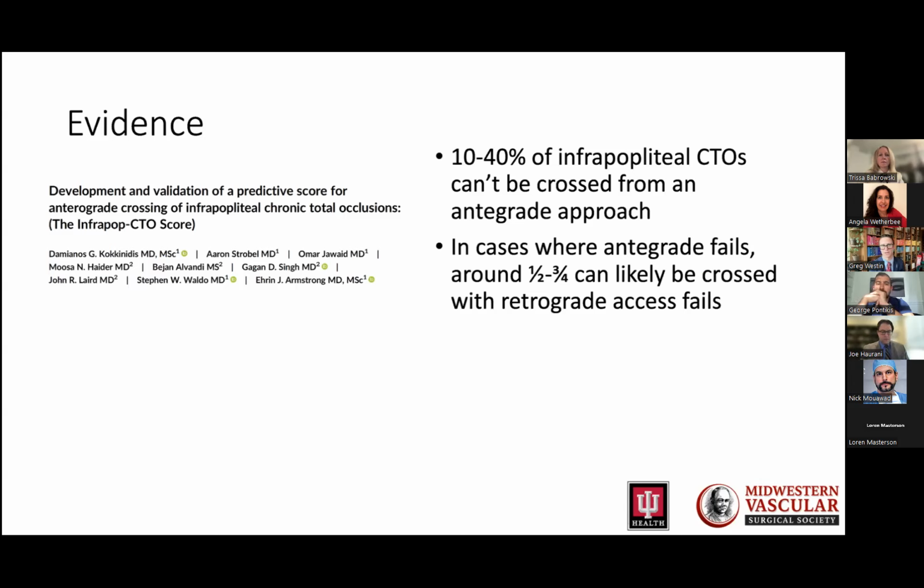And in the couple of studies that I've seen that try to figure out how often those can be treated with retrograde access, I've seen numbers in the range of 50 to 80%. Now, some of those are probably biased by operators reporting success, but it's not, as far as we can tell, 10%. It does seem like a reasonable number of these can be crossed with an extra retrograde access.